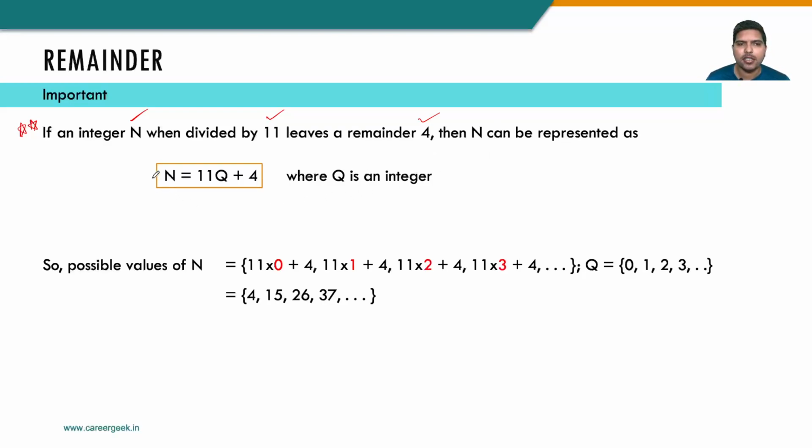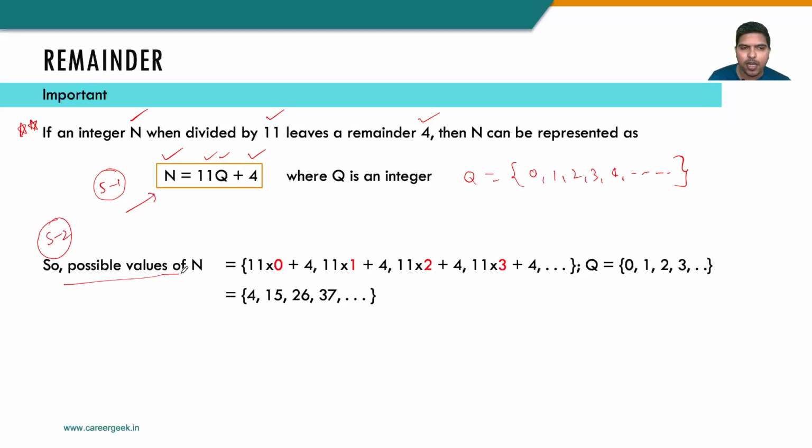So how do we write? Dividend is divisor into quotient plus remainder, where q can be any integer. Generally try and substitute q from 0, non-negative. Remember, quotient from 0 you keep on substituting, and once you write this, step 1 is always to write this. Step 2 is you find out some possible values of that integer. Important. So 11q plus 4, so I can have q as 0, 1, 2, 3, 4, and so on.